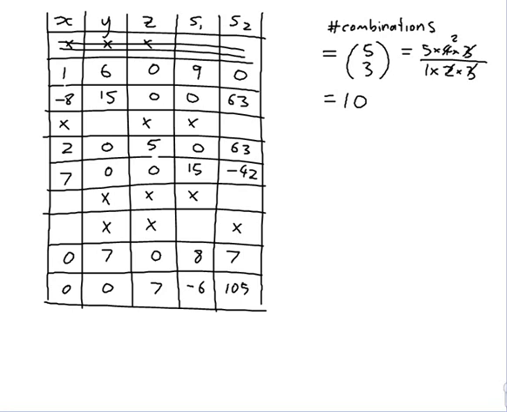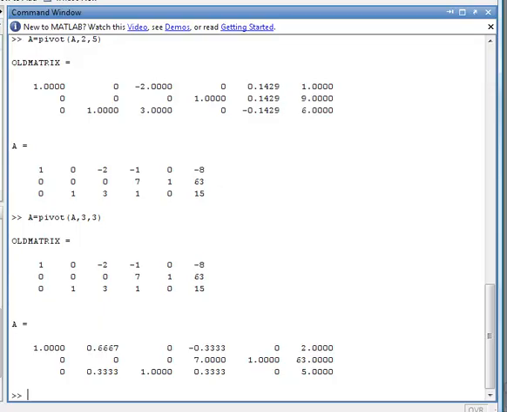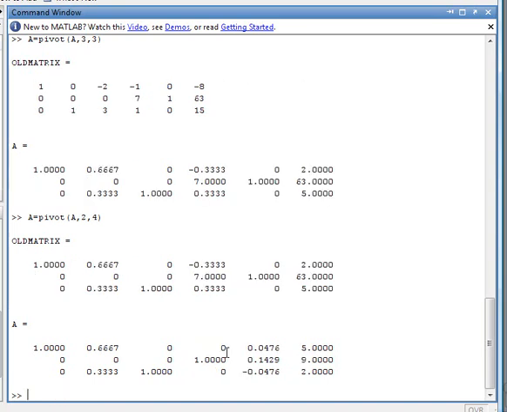Alright, well, I reckon we should try and do the last one that has an X, so we should try and do this one. So X, Z, and S1. So we would be trying to do X, Z, and S1. And that would mean we'd need a 1 there. So that's pivot 2, 4. A is pivot A, 2, 4. And here's our answer.